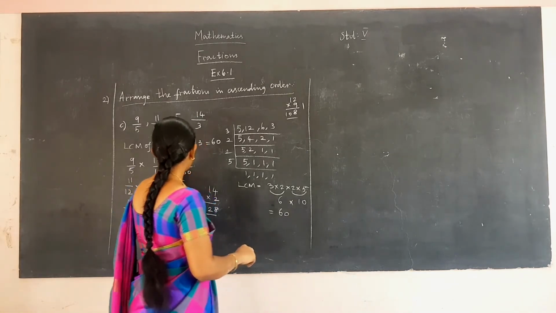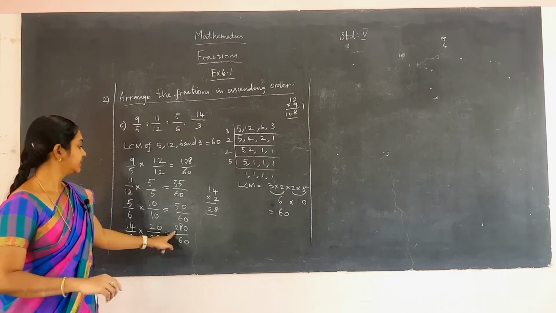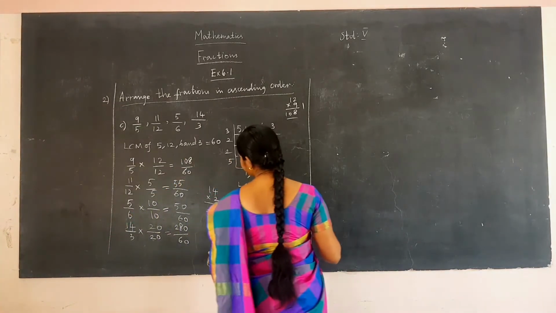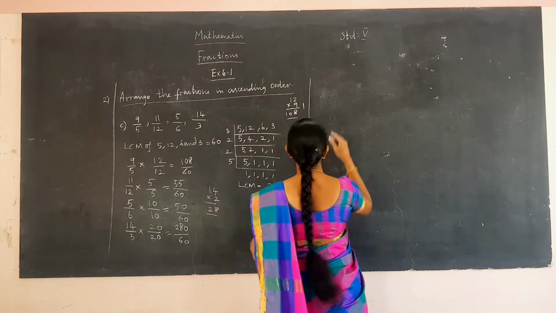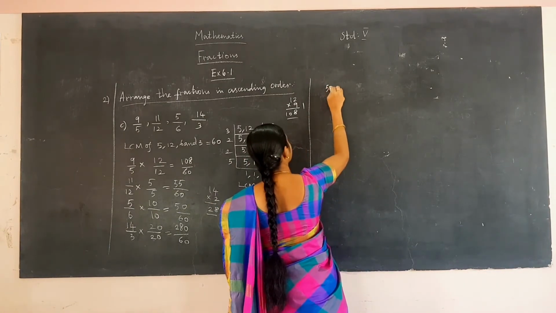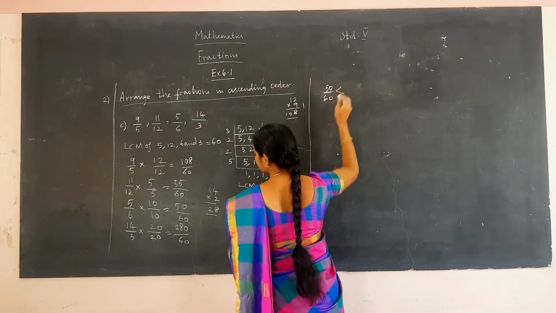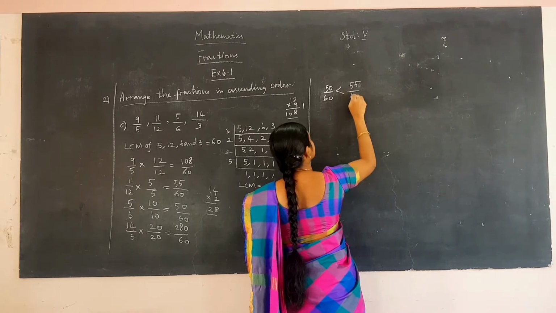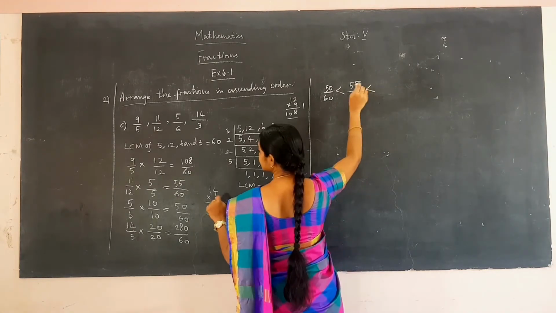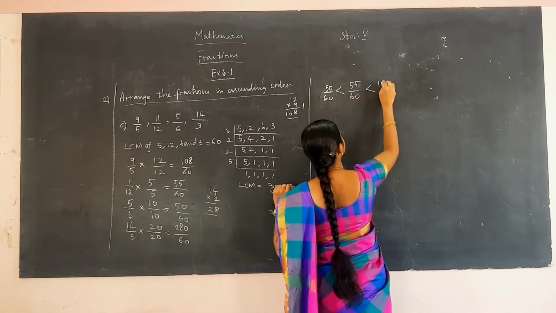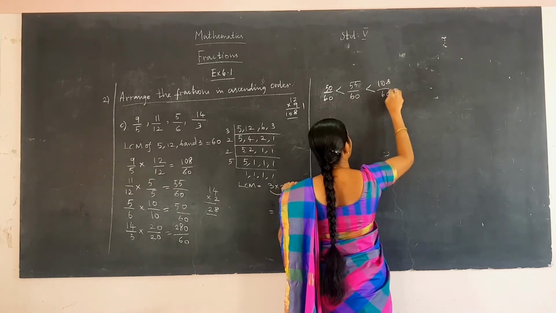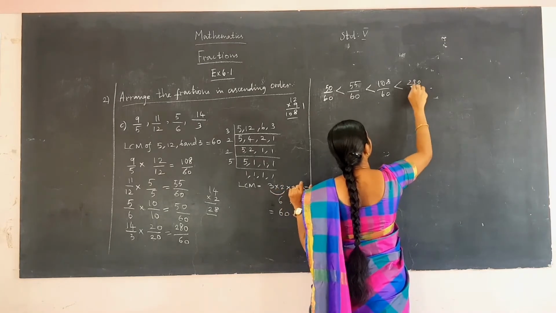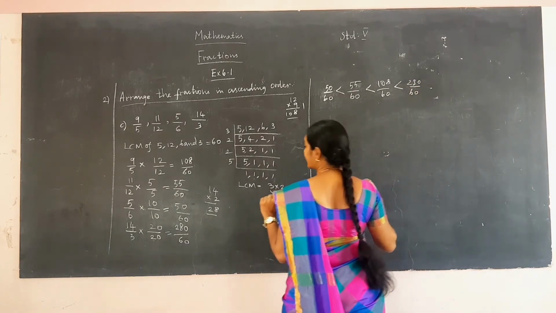Now compare all these fractions. That is, we have to look at the numerator alone. Find the smallest one. 50 is the smallest one. 50 by 60 is less than the next one, 55 by 60. Next one is 108 by 60. And the next one is 280 by 60. Write their equivalent fractions.